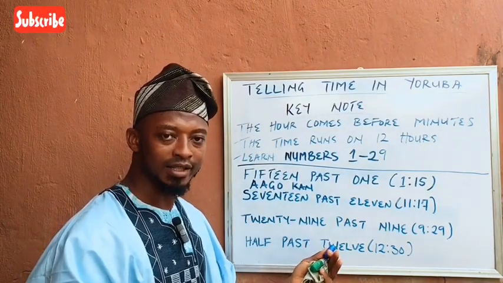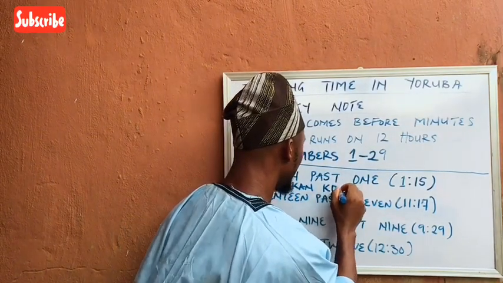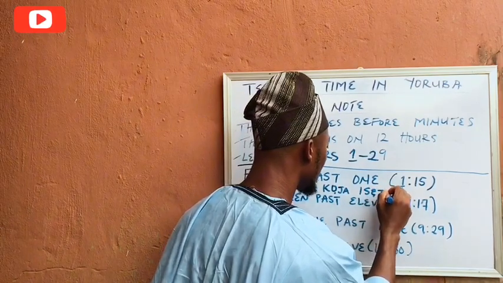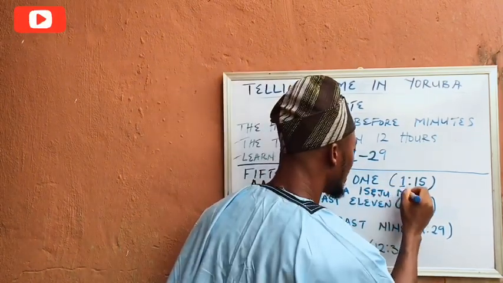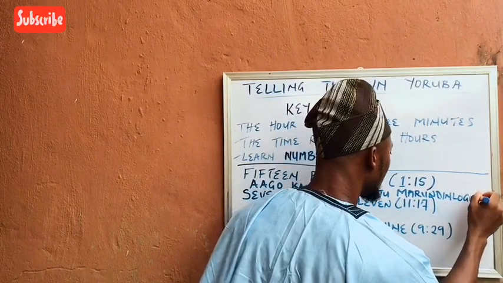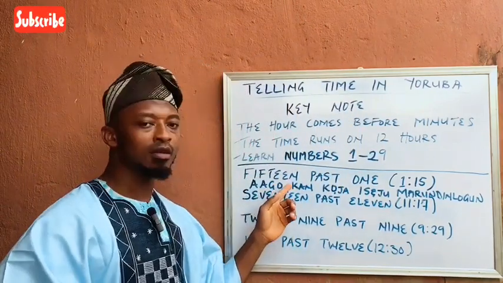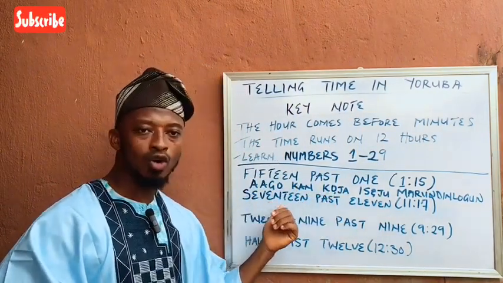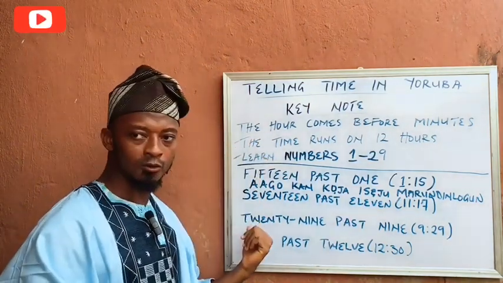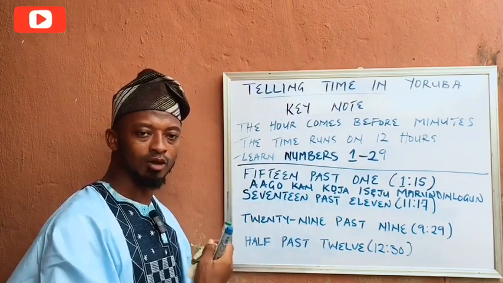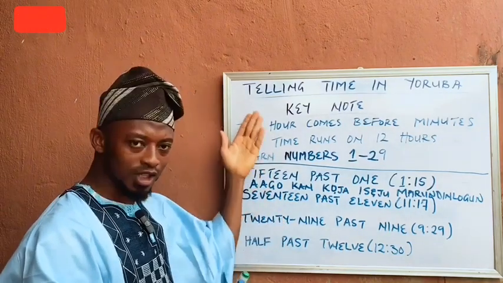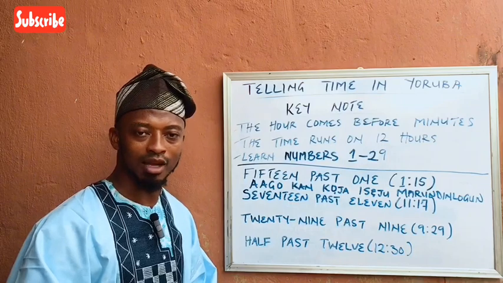Past, we say past is kọjá, right? Then minute, ìṣẹ́jú. How many minutes? 15. It's márùndínlógún. So, 15 minutes past the hour of 1 is aago kan kọjá ìṣẹ́jú márùndínlógún. So, that's the point we have here. The hour always comes first, unlike in English, where the minutes come first. Once you take note of these points and you know your numbers, you can see it's quite easy to tell time in Yoruba language, right?